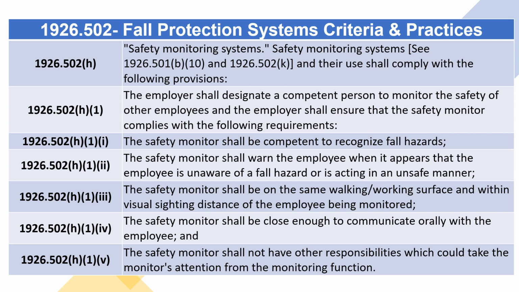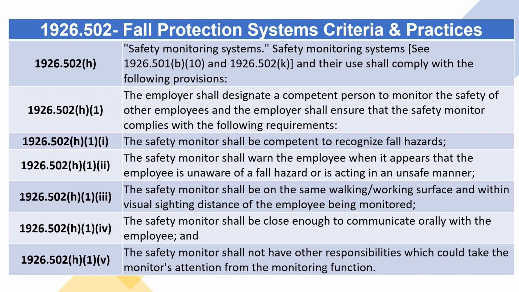1926.502(h), safety monitoring systems. Safety monitoring systems, see 1926.501(b)(10) and 1926.502(k), and their use shall comply with the following provisions. 1926.502(h)(1): The employer shall designate a competent person to monitor the safety of other employees, and the employer shall ensure that the safety monitor complies with the following requirements.